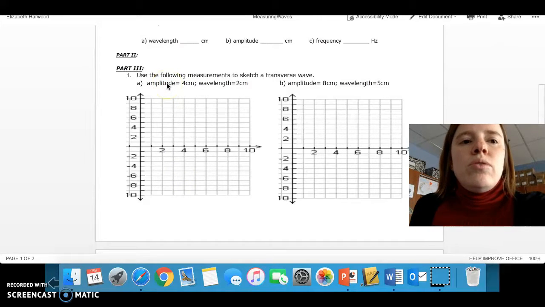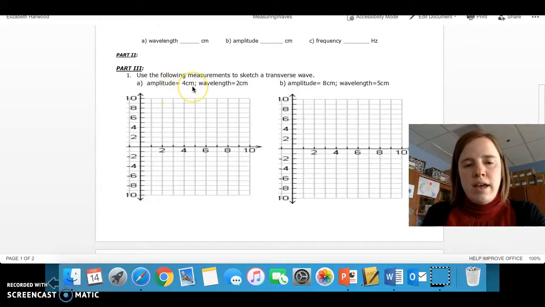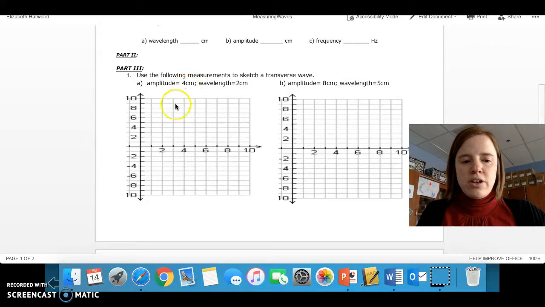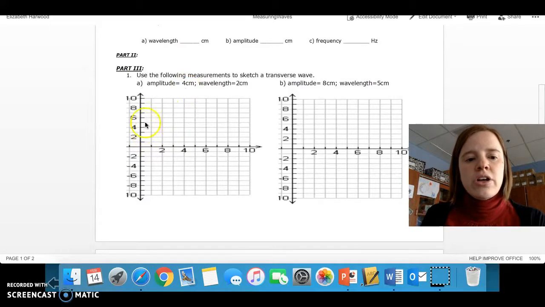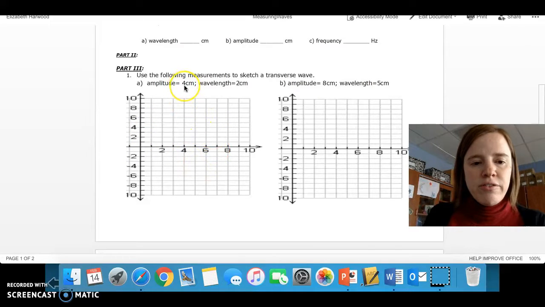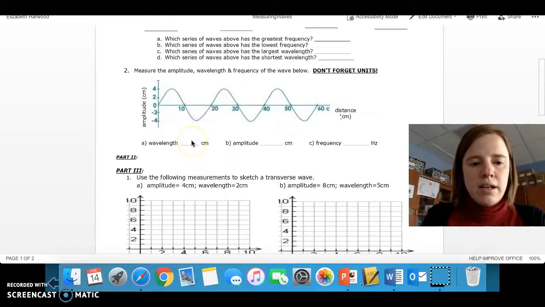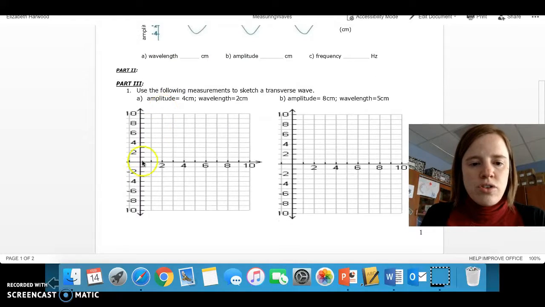Just because this only has 1 unit here, it doesn't mean that you're just going to do 2 dots and be done. You're going to keep on going. So every 4 centimeters, you're going to indicate the amplitude of 4. So it's actually kind of the same as here. A dot would be here. And you're going to travel over to the wavelength.